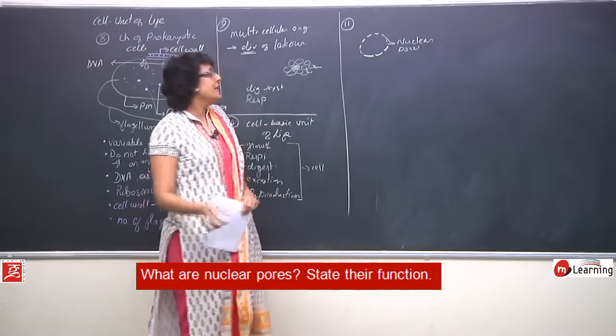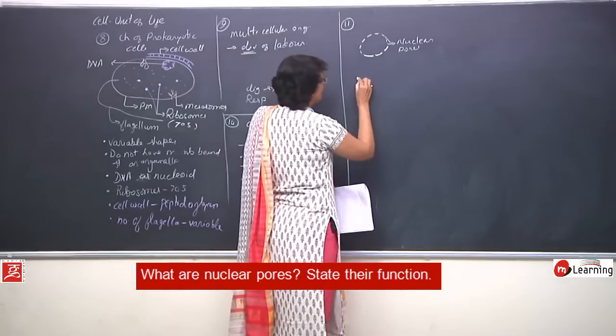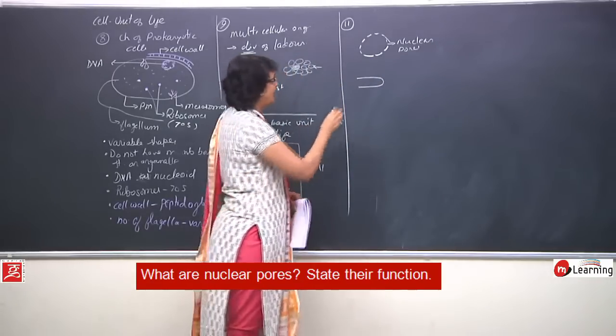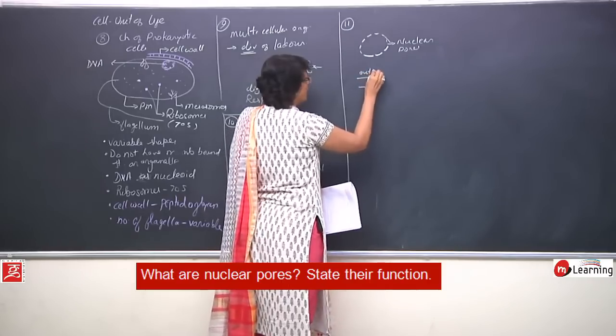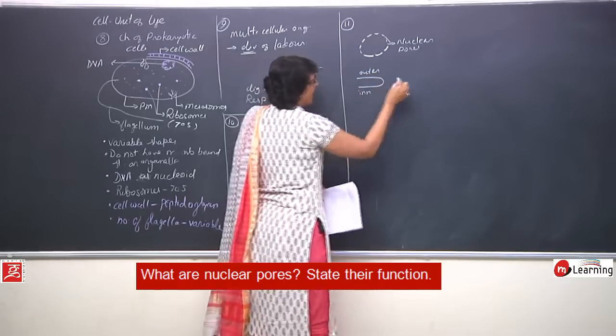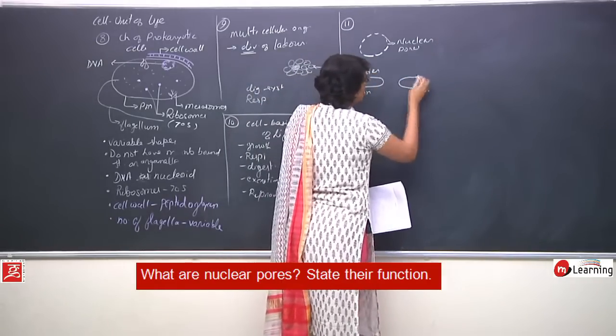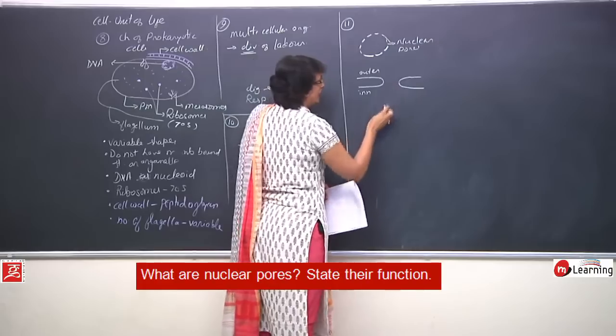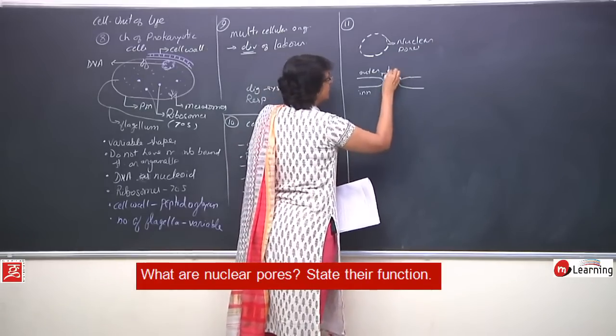We also made the detailed structure. The nuclear membrane is a double membrane structure. So there is an outer membrane and inner membrane. This is the outer part, this is inner, and between these two membranes, at the junction of these two parts, there is an opening. This is known as the nuclear pore.